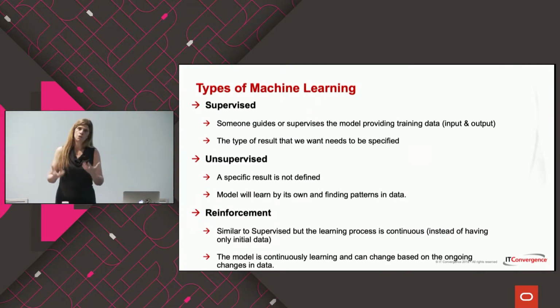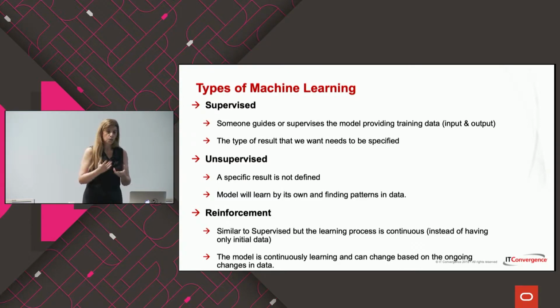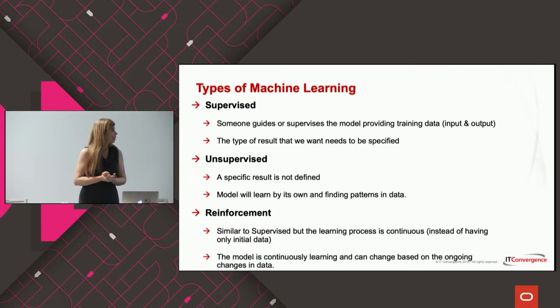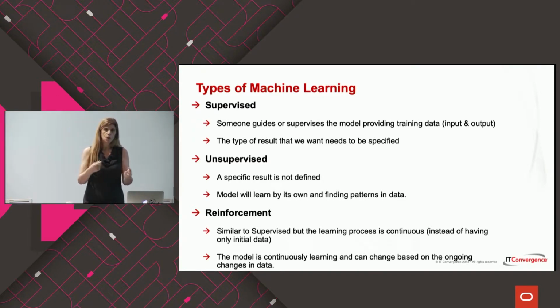So we have different types of machine learning. One is supervised, the other is unsupervised, and the last one is reinforcement. There are other classifications, but I think these are the main ones. Supervised means I have to guide the machine learning model in some way by providing training data. I'm providing the input and the output, so I'm training the model with these two things. The type of result that I want has to be specified. For unsupervised, no result has to be specified. The model will learn on its own the different patterns that the data has.